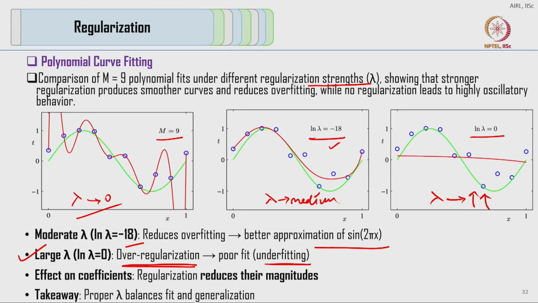And lastly, the effect of coefficient. Regularization reduces their magnitudes, and hence we see the direct effect on the curve fitting part. So the takeaway is, we want to find a sweet spot of lambda so that we get a curve which is in the middle, which is a much better approximation rather than the two extremes that we see either on the left or on the right.